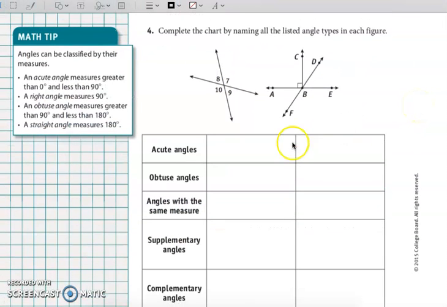So in this chart, I want you to complete this chart by naming all of the acute angles for the numbered figure in this column and all of the acute angles for the lettered figure in this box right here. And then do the same thing for obtuse angles. Name as many as you can, all right? This column on the left is going to be for the numbered figure, and the column on the right is going to be for the lettered figure. So go ahead and pause the video and give that a try. Again, name as many of them as you possibly can.